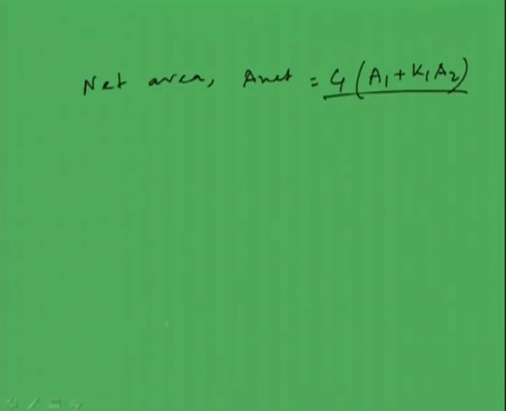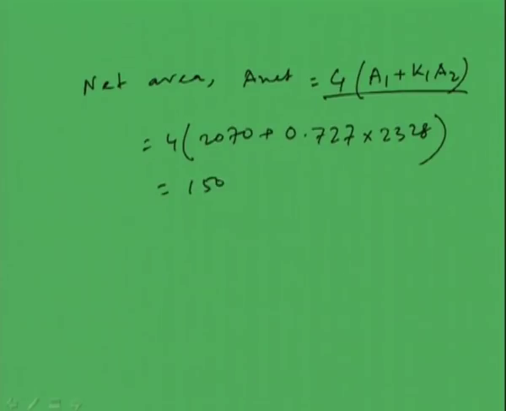Now we can find out the net area. Net area A net, which we define generally, will be 4 into (A1 plus K1 A2). 4 angles are placed, so that is why 4 has been multiplied. So 4 into (2070 plus 0.727 into 2328, which is A2). So these values come to 15050 millimeter square. So the net effective area is this. So the permissible tensile force P will be sigma at, which is 150 MPa.